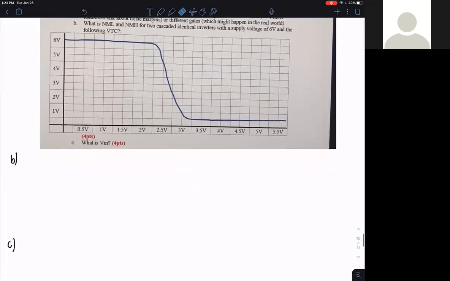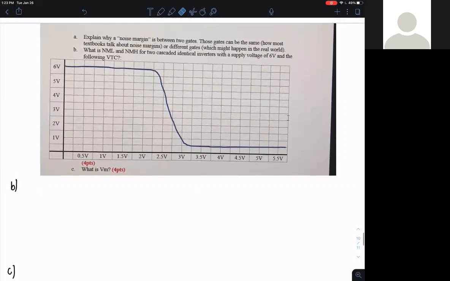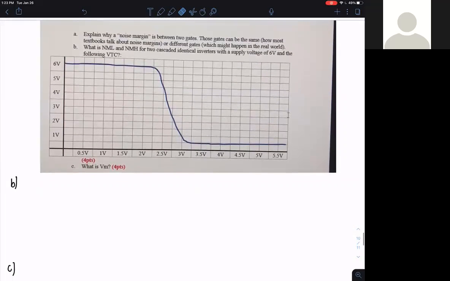Okay. So on to the next one. What is noise margin low and noise margin high for the two cascaded identical inverters for the supply voltage of 6 volts and the following VTC? So noise margin high. Oh, sorry.